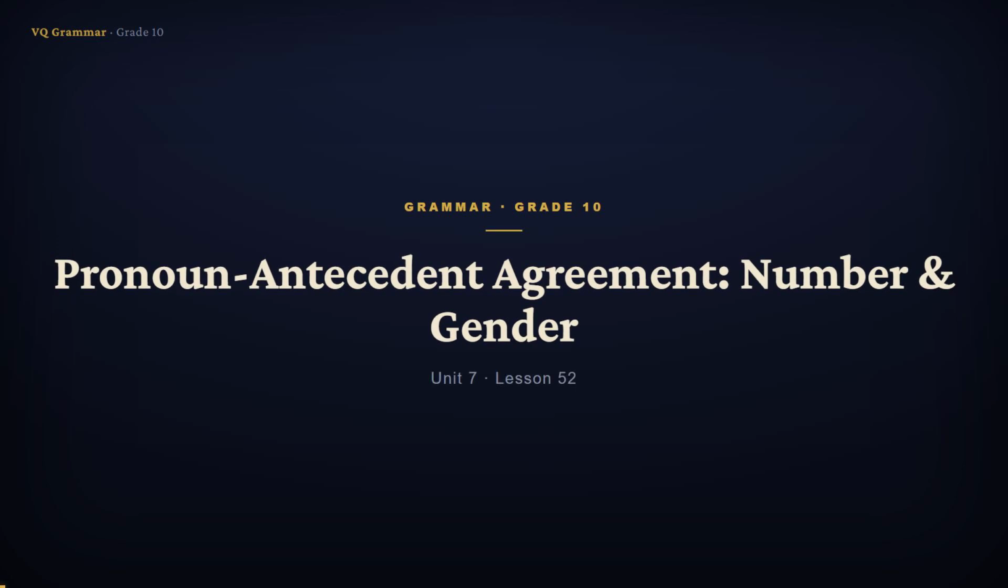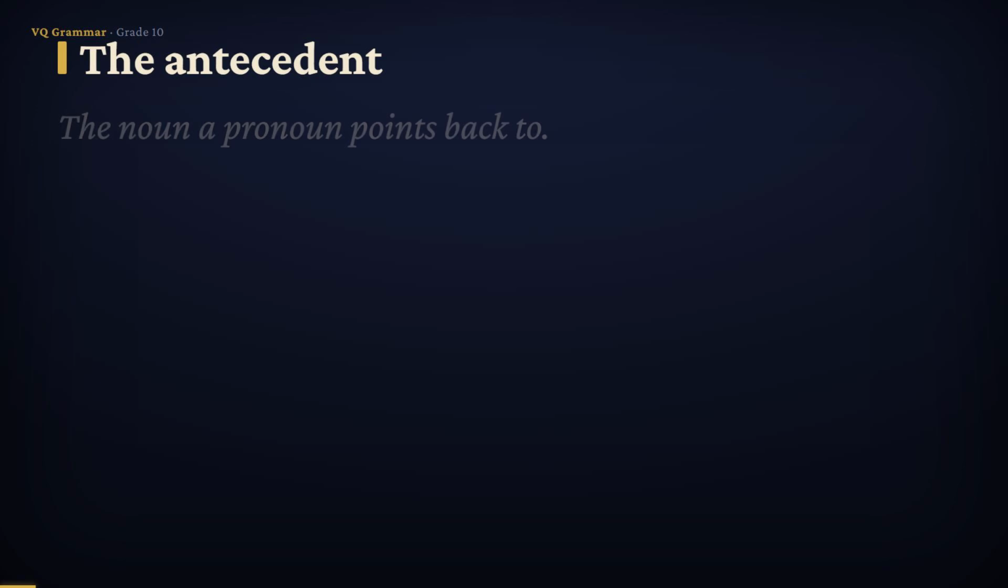This is Unit 7, Lesson 52, and we're turning our attention to pronouns, those small words that stand in for nouns. Every pronoun has a partner it points back to, and today we learn that partner's name and the two ways a pronoun has to match it. Let's get into it. Every pronoun is a stand-in for a noun.